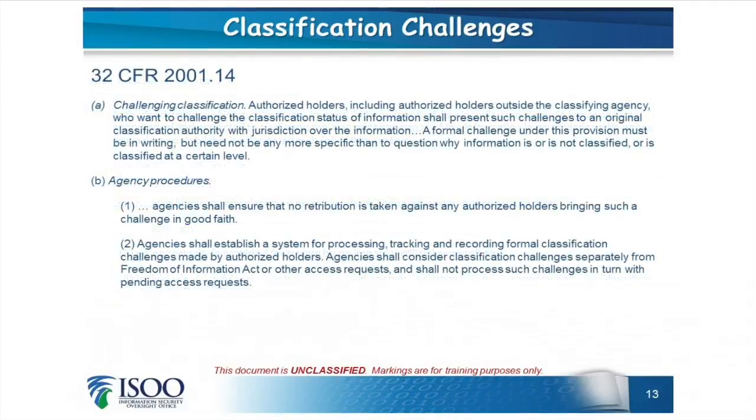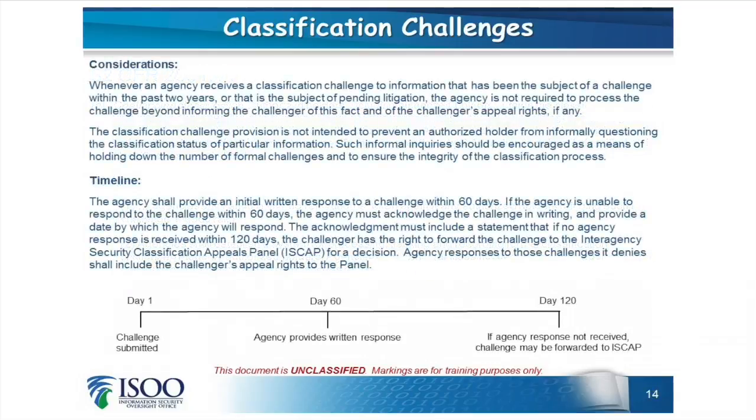The implementing directive, 32 CFR Part 2001, reiterates the information from the order and adds information requiring agencies establish a system for processing, tracking, and recording formal classification challenges. Whenever an agency receives a classification challenge to information that has been the subject of a challenge within the past 2 years, or that is the subject of pending litigation, the agency is not required to process the challenge beyond informing the challenger of this fact and of the challenger's appeal rights, if any.